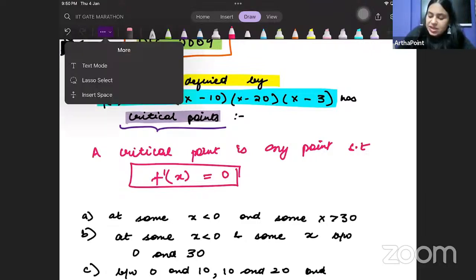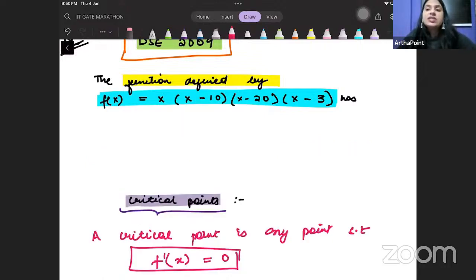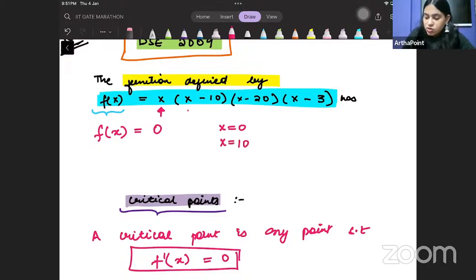Now this function is given, beta, and it is asking me how many critical points this function will have. Tell me something. Look from the start, beta: if I just evaluate this function, we can identify by looking at it that this function takes the value 0 when x is 0. If x is 0, the value of the function will be 0. This function also takes the value 0 when x is 10. If we plug in x as 10, the value of the function will again be 0.